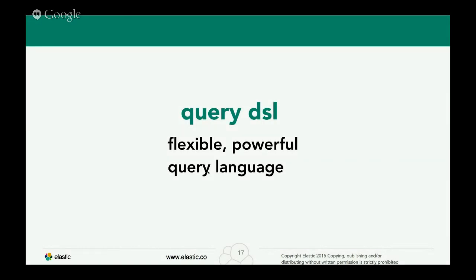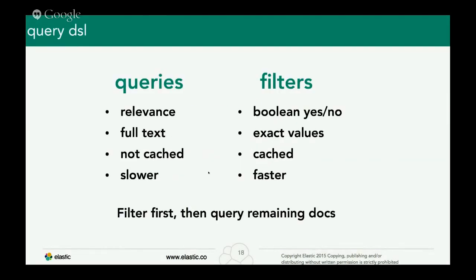So when we talk about the query DSL, there are 2 components to it. There's the query element, but there are also filters that you can apply, okay? So what's the variation between these 2?